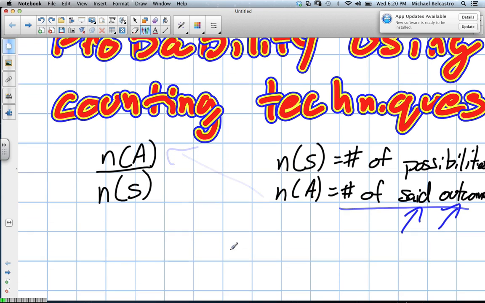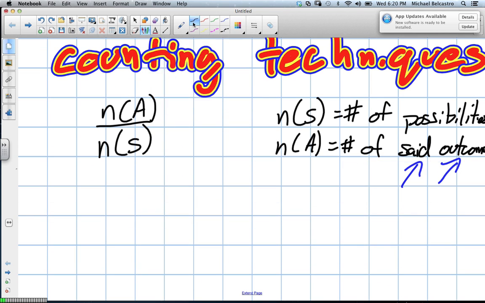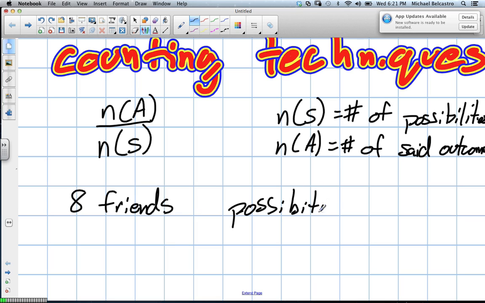So the way they wanted us to think about this question, they've given us a question that there are 8 friends, and the possibility that 2 have the same birthday. So 2 same birthday.